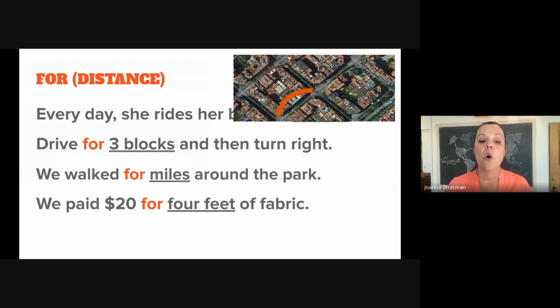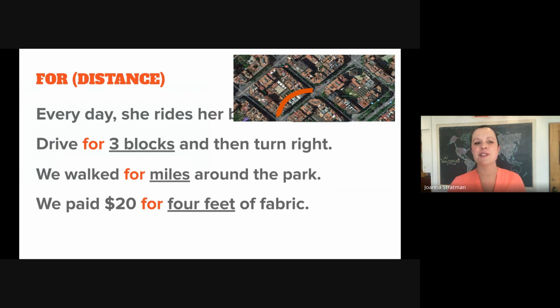And then finally, we paid $20 for 4 feet of fabric. Maybe someone is making clothes and they paid $20 for this length, 4 feet of fabric. Sometimes you have a situation where you have the preposition for next to the number four, and they are pronounced exactly the same. So it sounds like you are saying four. Again, this sentence, we paid $20 for 4 feet of fabric.